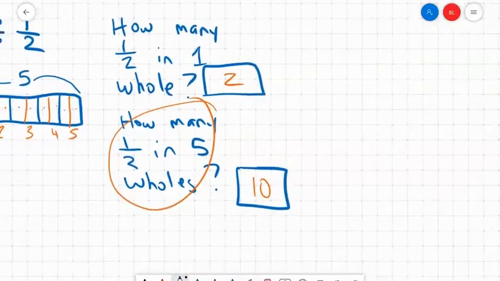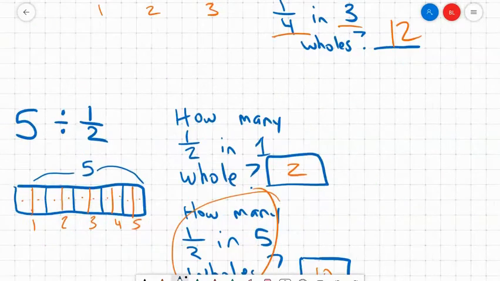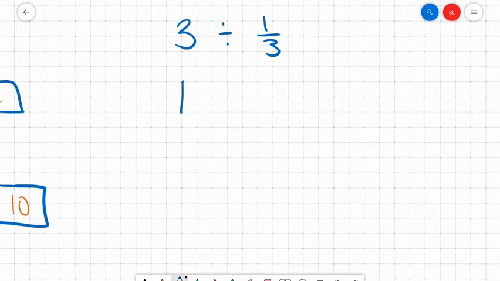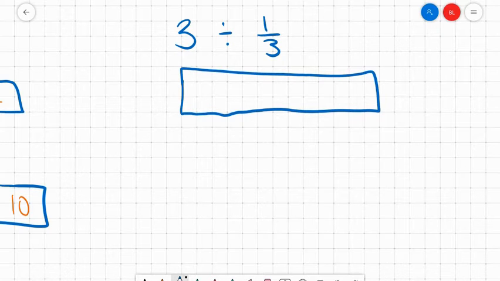So I just showed you 2 examples. I kind of showed you 3 examples. This one I want you to do with me. So we're going to take the number 3 and we're going to divide that into thirds. Okay. So you can pause the video as you go, but I want you to draw a tape diagram.